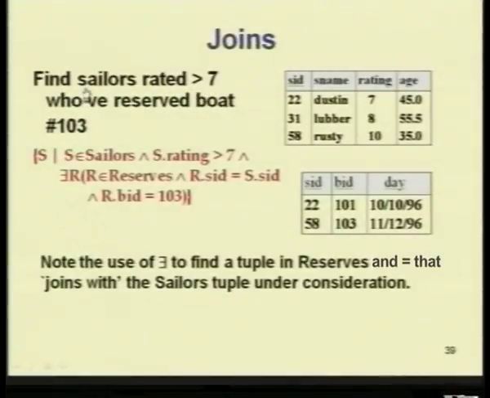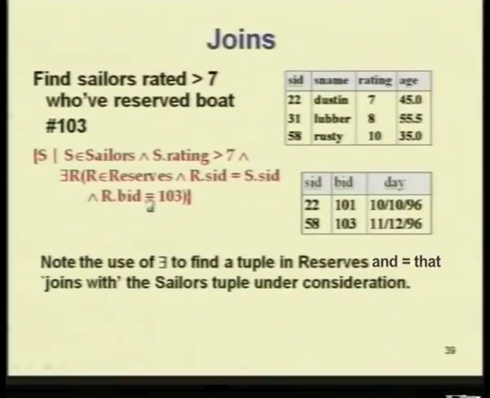Now, let us look at joins. Find sailors rated greater than 7 who have reserved boat number 103. Joins mean two tables. This is the boat relation and this is the sailors relation. So, S is a tuple, S belongs to sailors and rating is greater than 7, and there exists an R where R belongs to reserves. This is the reserves relation, not the boat relation. R belongs to reserves and R dot sid equal to S dot sid.